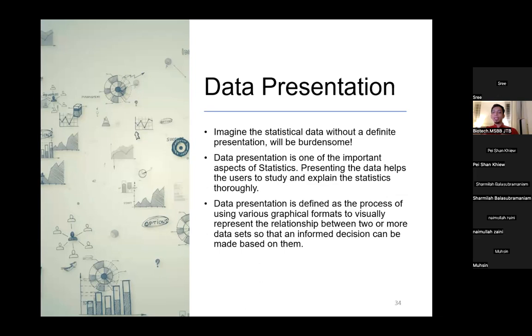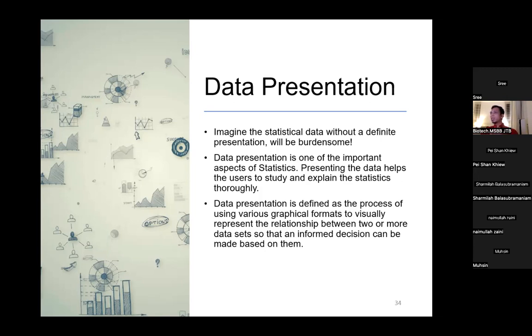So through writing, that writing must be understandable by the people out there, or within the community in that particular area. The other people should understand what we write on. Okay, so data presentation is one of the important aspects in statistics. Presenting the data helps the user to study and explain the statistic thoroughly.